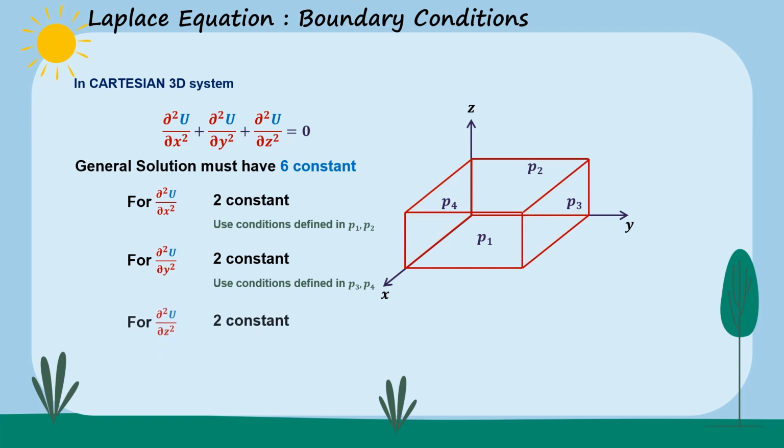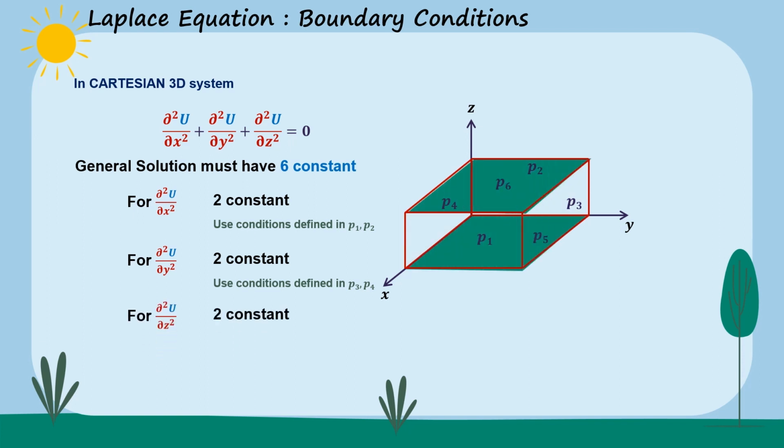Now let's go ahead with the remaining conditions. For that, we need the top and upper surfaces, P5 and P6. So the values on these two surfaces are required to find the constants. We need to decide which constant is to be found using what kind of equation, and how many boundary conditions we have. Based on the order, we need that many boundary conditions.